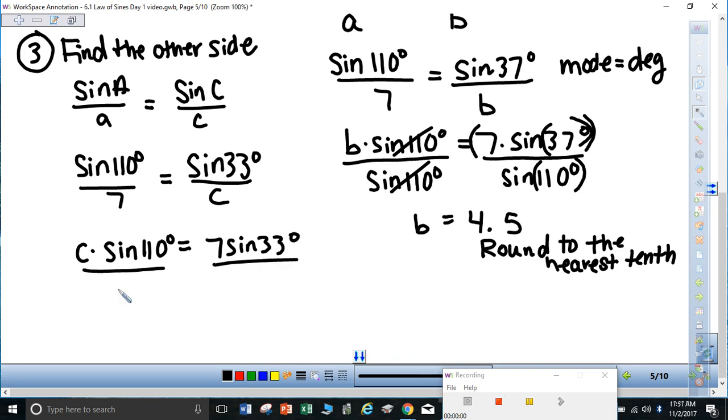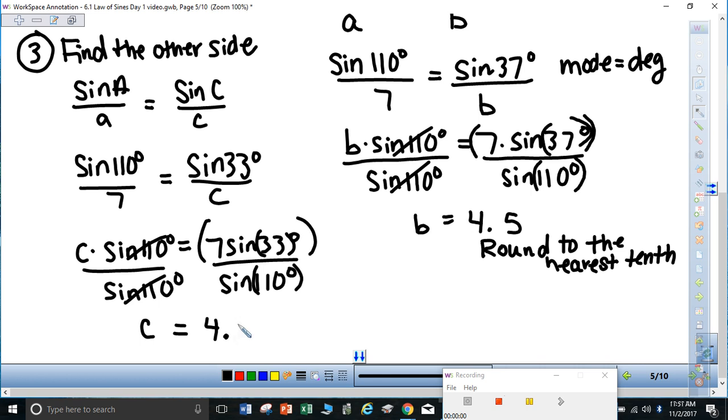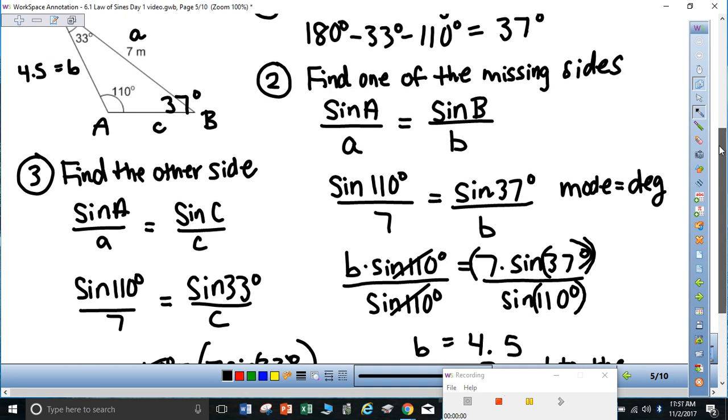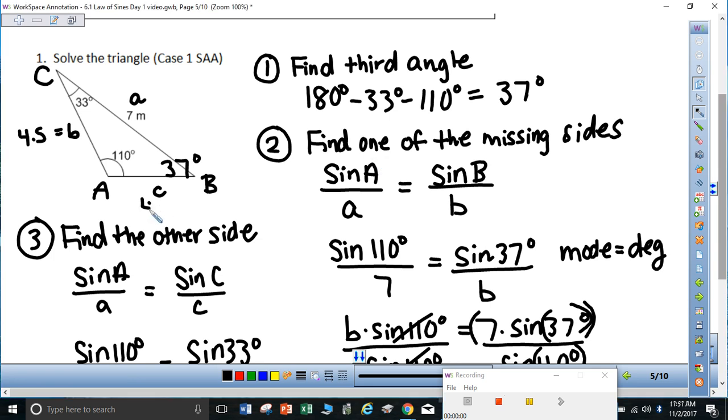And then divide both sides by sine 110. All right, so being careful with all of your parentheses when that goes into your calculator, we end up getting that C is approximately 4.1. Okay, so we solved the triangle because we found the missing angle and we found the two missing sides.